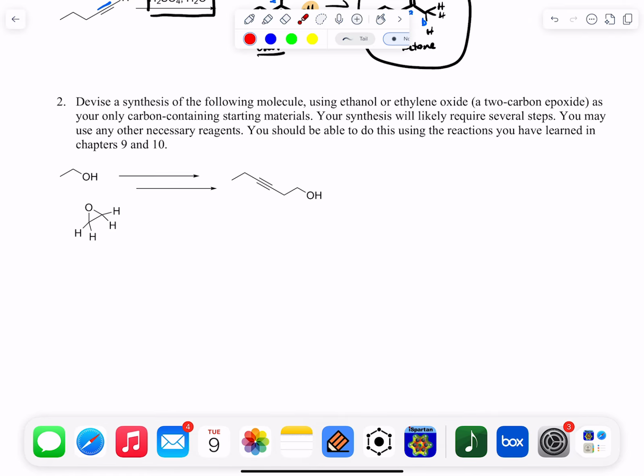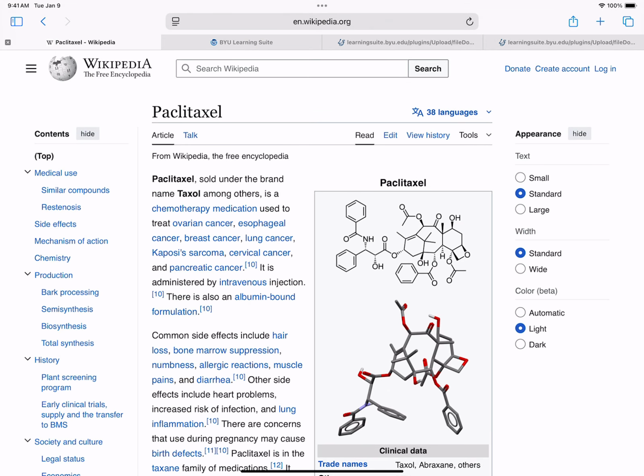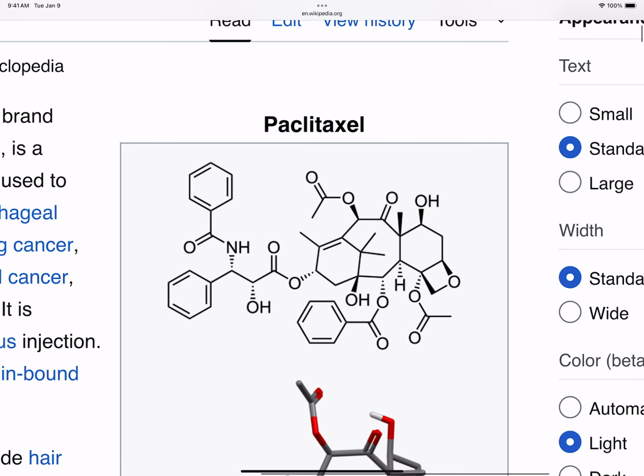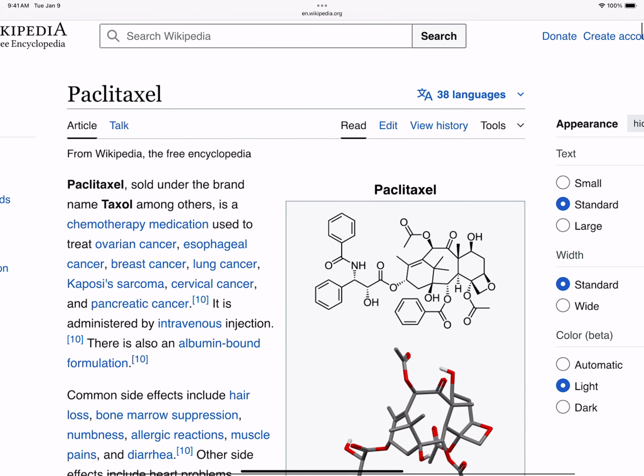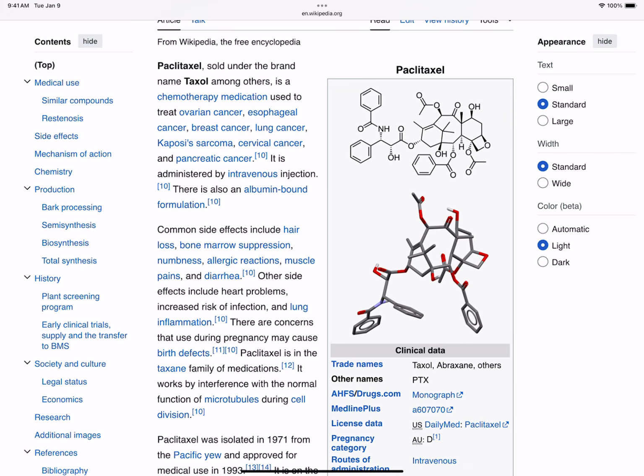So let me give you an example of why you would want to make a more complicated molecule. Behold the chemical paclitaxel. This is a molecule that's marketed as a drug called Taxol, and it's used for treating cancer, including breast cancer. And years ago, this was one of the few effective treatments for breast cancer. It was isolated in 1971 from the bark of the yew tree.